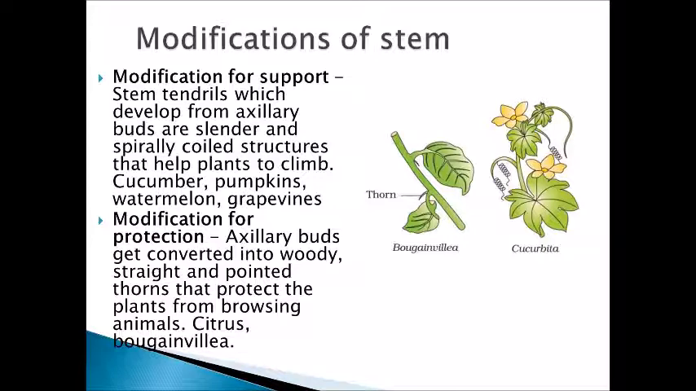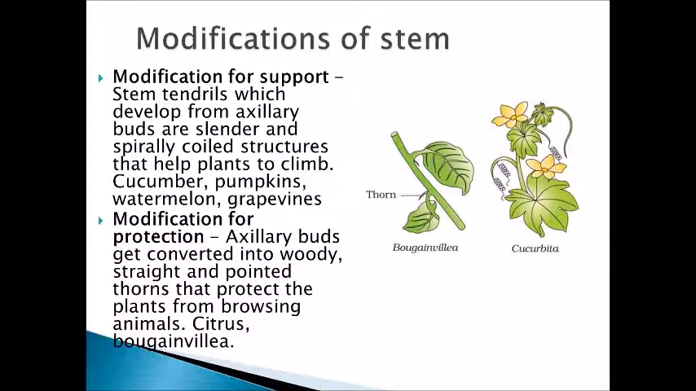Certain plants have weak stems. So the stem is weak. It cannot stand erect or straight. It needs help or support, and for that the stem tendrils are developed. These green colored, slender, spirally coiled structures develop from the axillary bud which is present in the axil of the leaf. And these structures catch hold of the support and help the plant to climb.